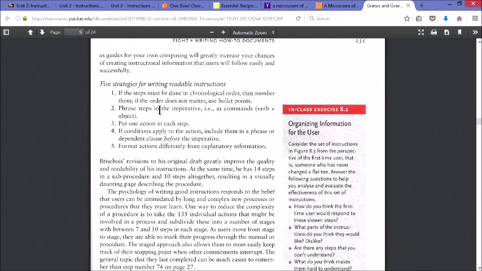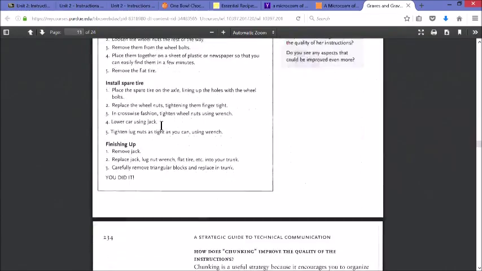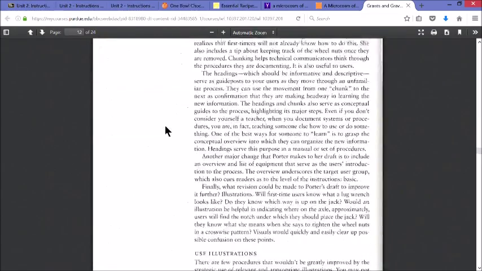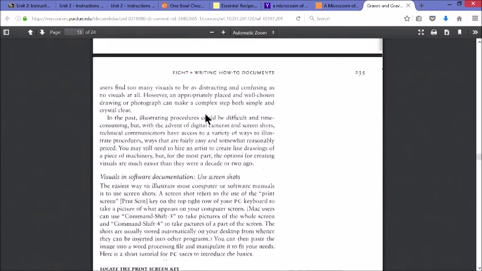Finally, usability testing. Usability testing is something that we are going to do in Unit 3. Usability testing, in other words, is testing how useful and usable your instructions are with a real audience.